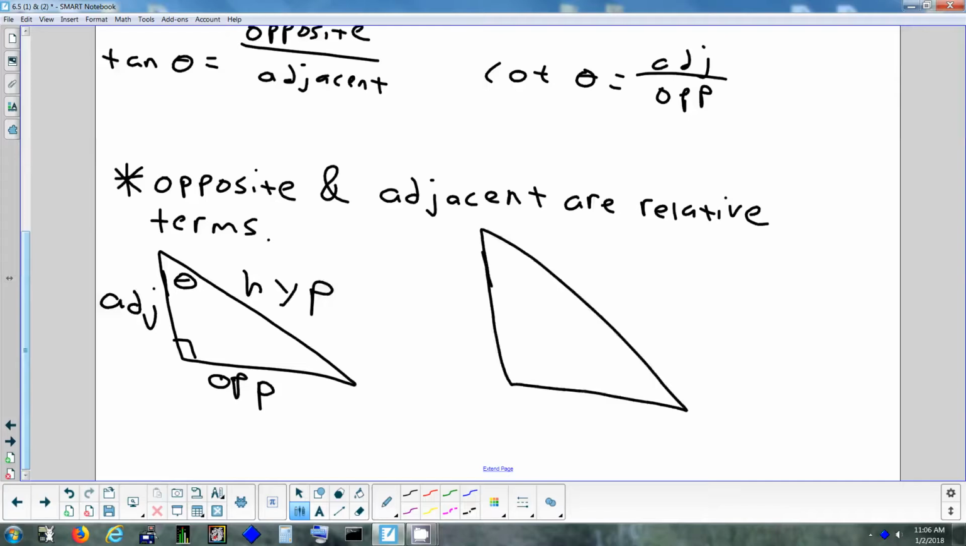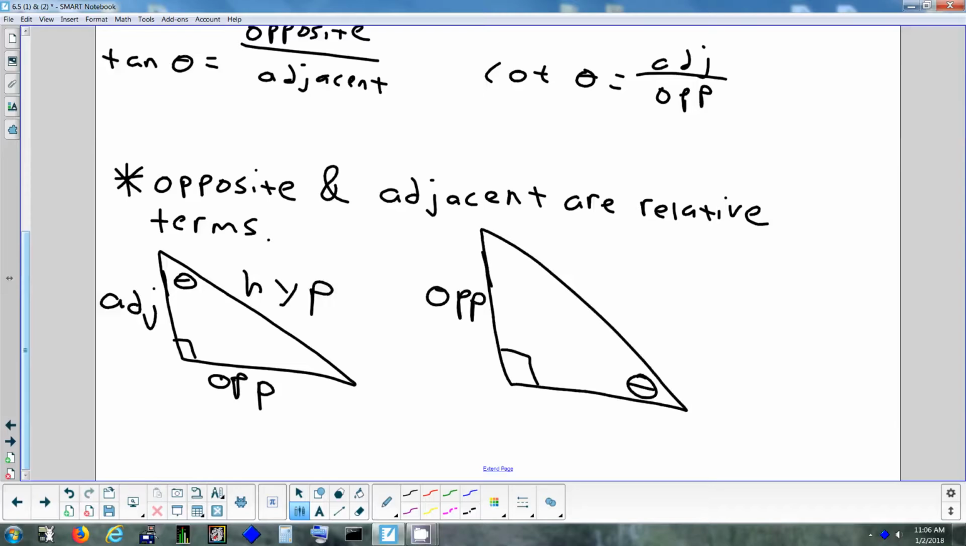Now, same type of sketch. This time I'm going to say you're standing down there. If you change the angle you're referencing, pretend you're standing in a new spot on the triangle, that's like changing the direction you're facing. Now opposite and adjacent switch. Opposite is always the side furthest away.